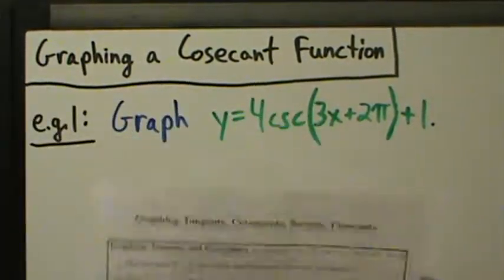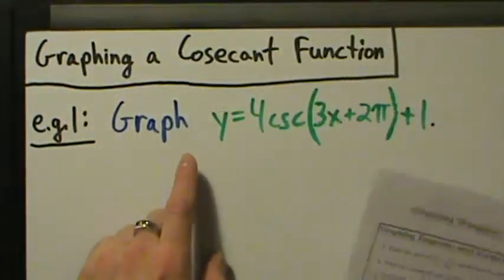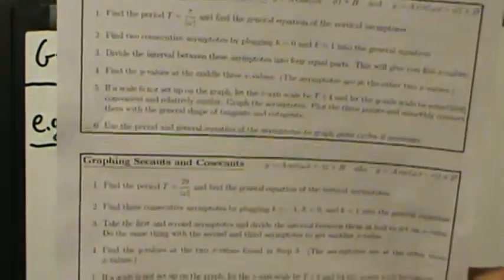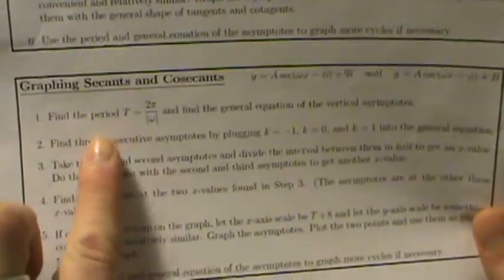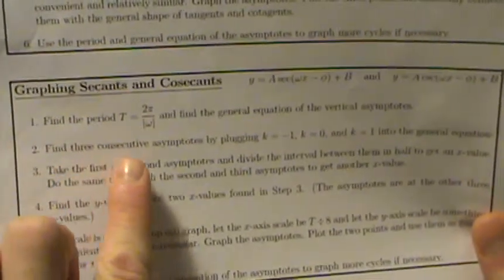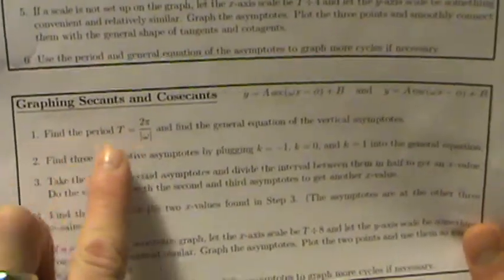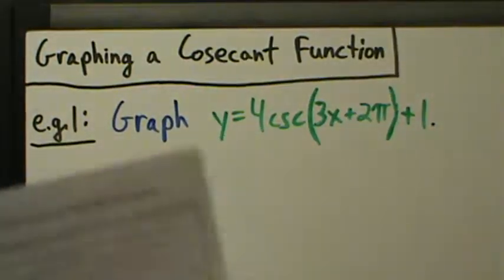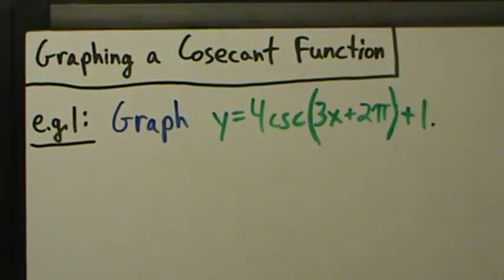Okay, so we talked a little more about these steps when we did the secant video, so we're just going to use the exact same steps. For secant to cosecant, it's really exactly the same. The only difference is the equation that we use in step 1, when we find the general equation of the vertical asymptotes. The steps are the same. So let's jump right into this.